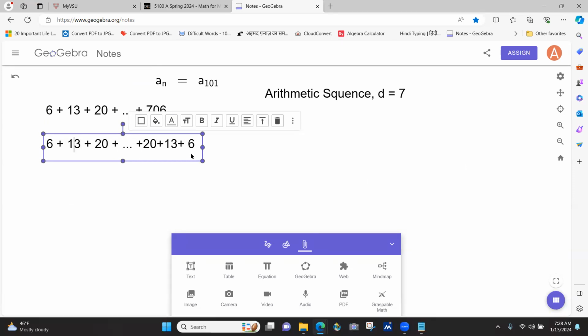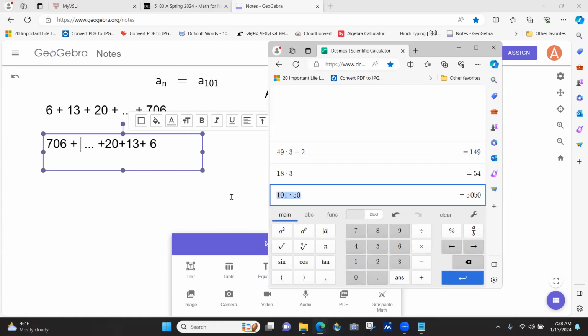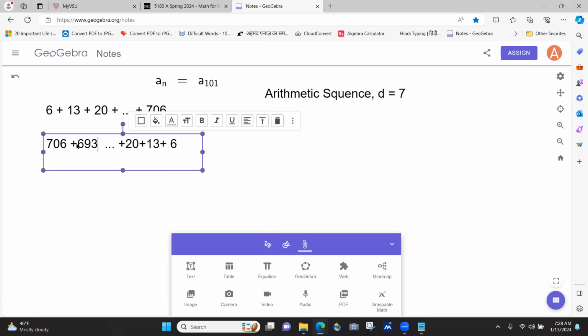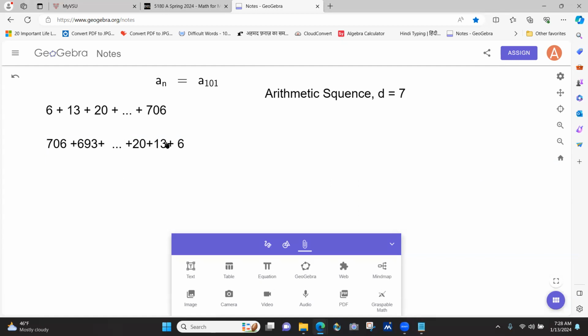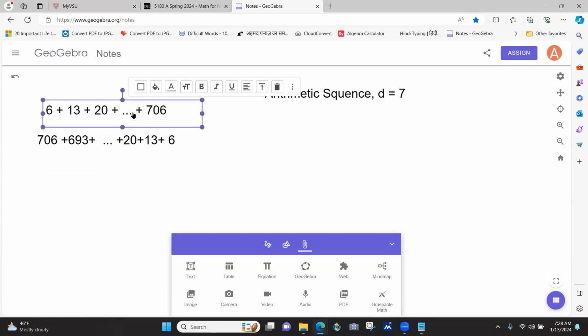I'm just going to write 706 here. Now, if you want, I can write one more, 706 minus 13. Let me see if I can find out. 706 minus 13 is 693. I can add one for 693. All right, guys. Now, I know things aren't lined up, okay? But don't let that bother you.